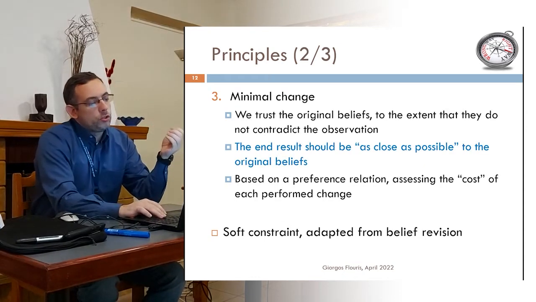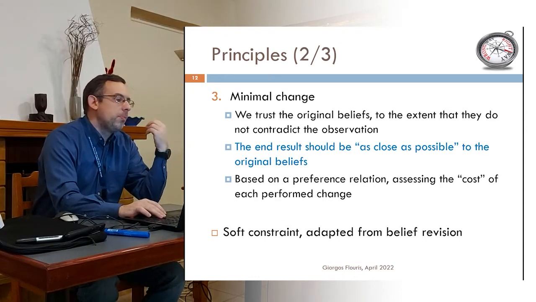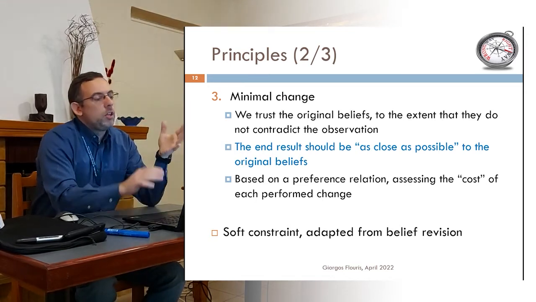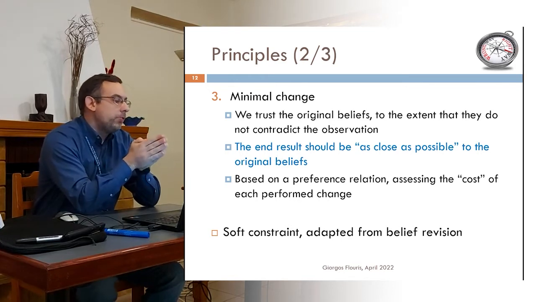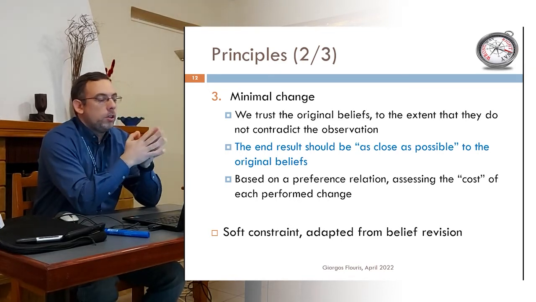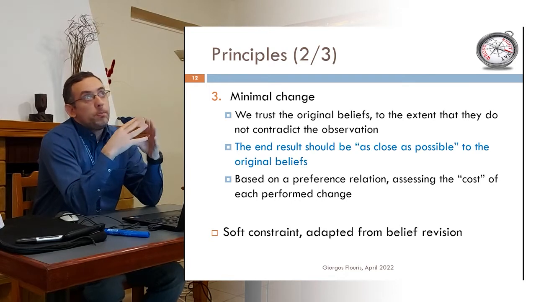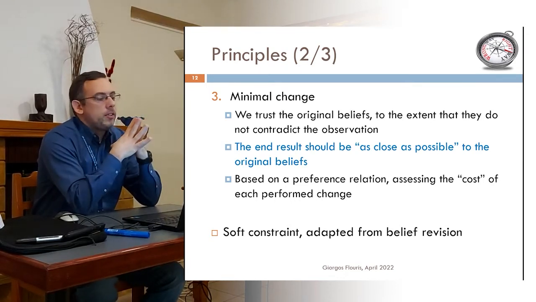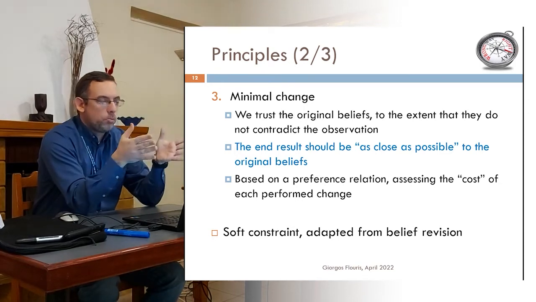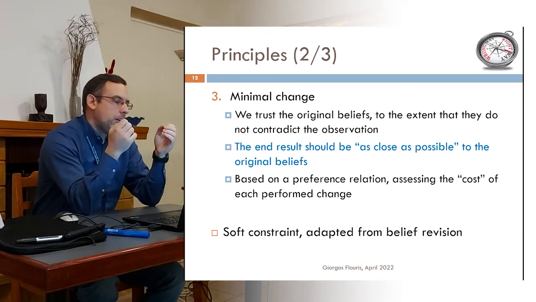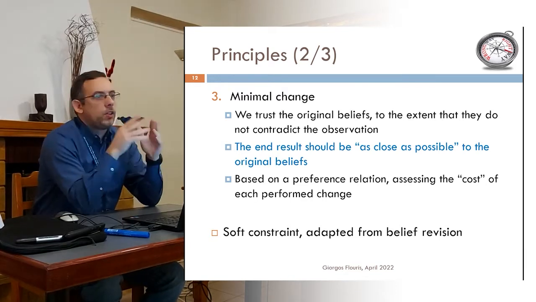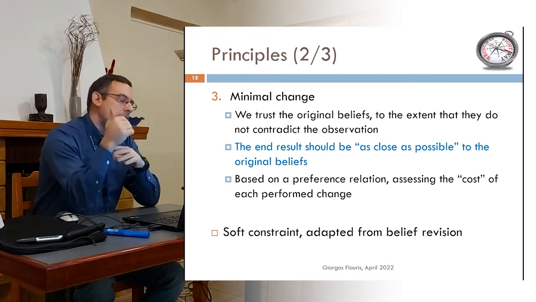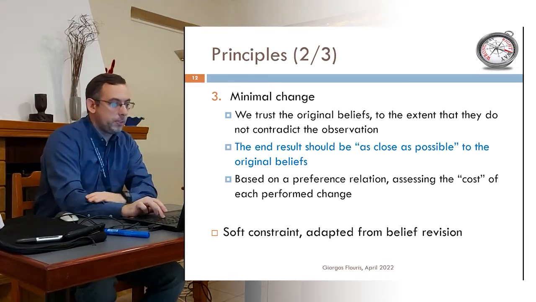There is also a soft constraint, which again comes from belief revision. It's the principle of minimal change, which is probably the most important principle in belief revision. It says that we trust the original beliefs to the extent that they do not contradict the observation. This means that we do not remove anything from our knowledge base unless we really have to. And so the end result should be as close as possible to the original beliefs. In this particular work, the closeness is based on a preference relation that assesses the cost of the performed change, in a way that I will explain in a later slide.